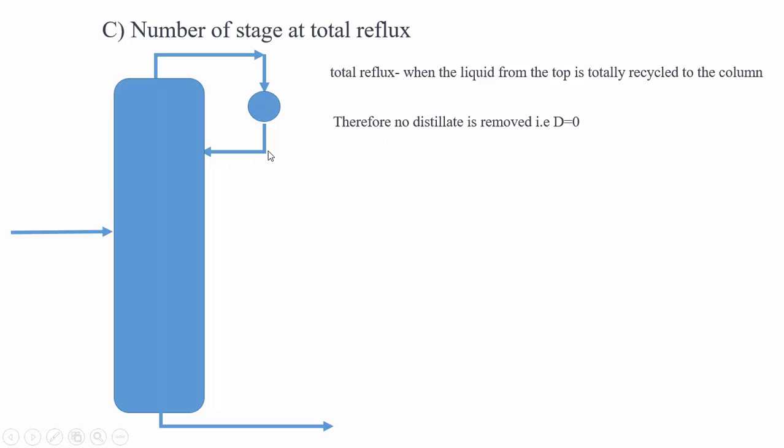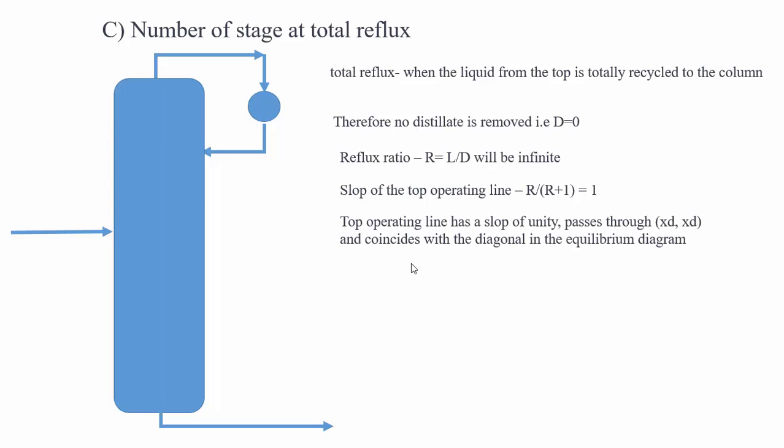When you say D will be 0, that means there is no distillate collected. So the reflux ratio R, which is the liquid over the distillate, will be infinite because D is 0. So the reflux is infinite. The slope of the top operating line, when you are calculating it, which is R over R plus 1, will be 1.